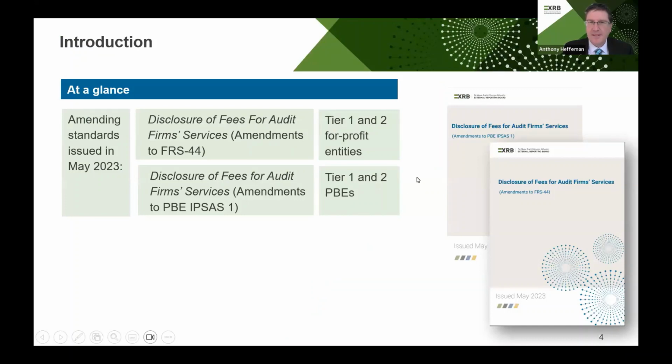Some quick comments from me: these amending standards are applicable to both for-profit entities and public benefit entities, including public sector and not-for-profit entities, for both for-profit and PBE Tier 1 and Tier 2. So we're talking about those larger organisations that have got statutory reporting requirements. So there is a standard for each sector, but the requirements are substantially, if not just about exactly, the same.